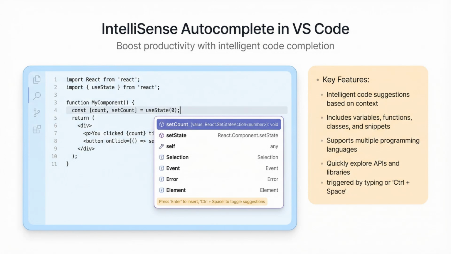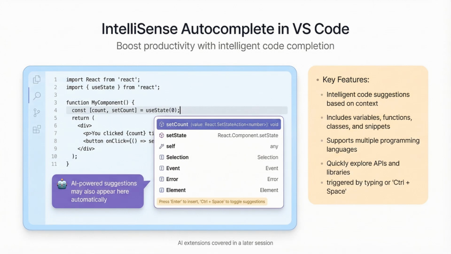A student asked a great question. How do you trigger suggested words or autocomplete in VS Code? The answer is Ctrl+space. When you press that combination, VS Code opens up its suggestion panel, showing you available options for whatever you're typing. This is the built-in IntelliSense feature.